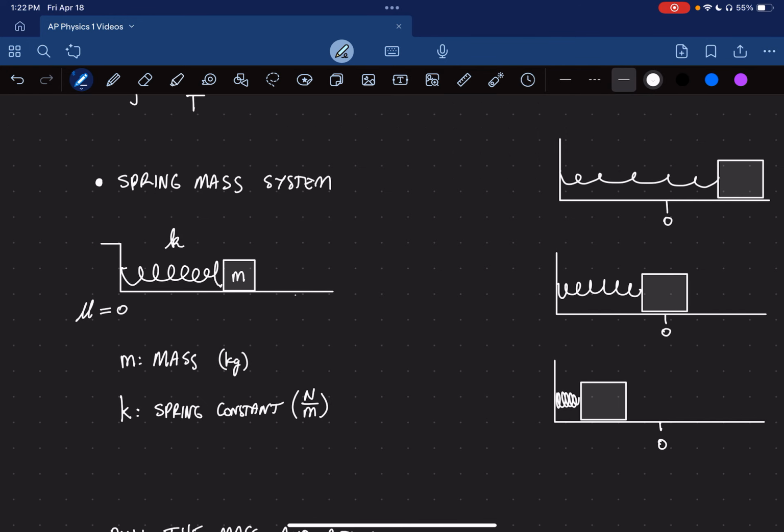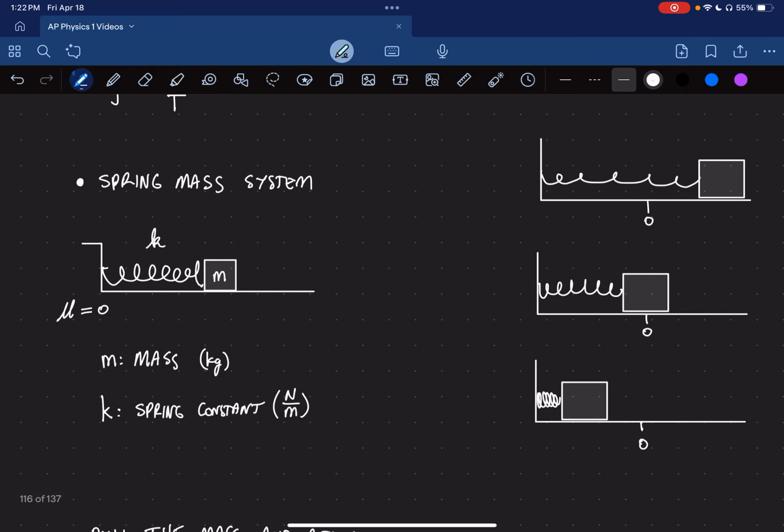Imagine a frictionless surface. You have a spring attached to the wall here and a mass attached to the end of the spring. The spring has a spring constant lowercase k and it has mass m. And the units for those two are written down here. Kilograms, this is newtons per meter.